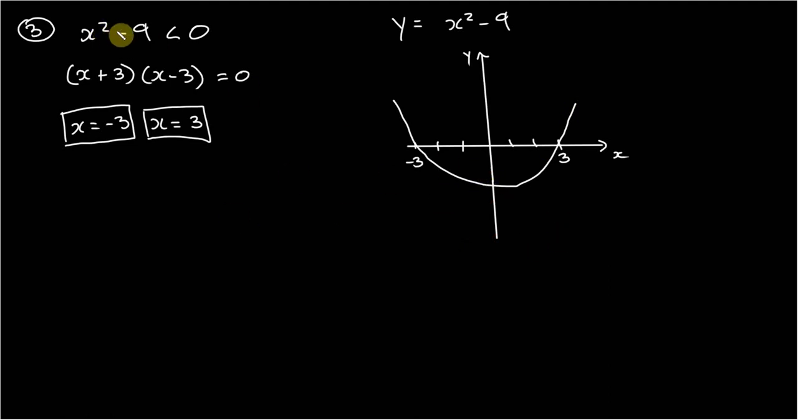We are told that x squared minus 9 is less than 0, right? So it's this region right here. If I just try my best to sketch it like so, we need to find the set of values here. So we could write x is going to be greater than negative 3, and it's going to be less than 3. That is our set of values.